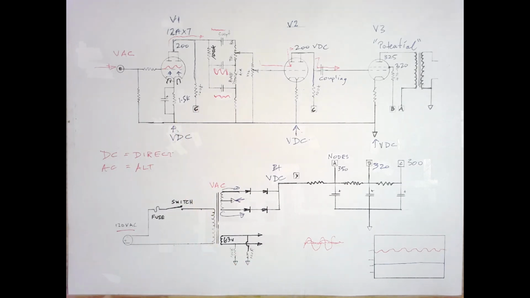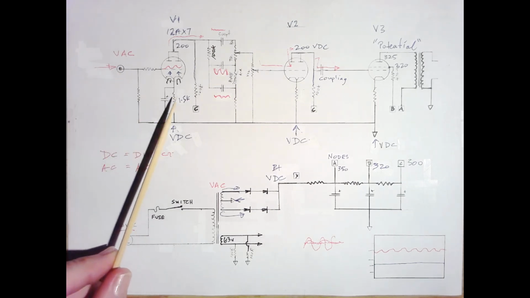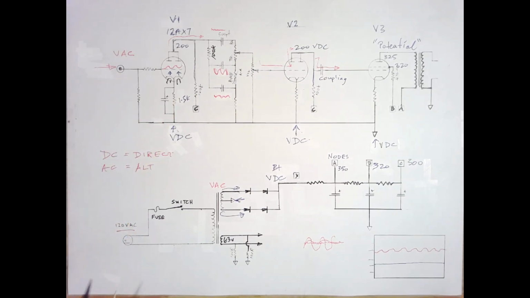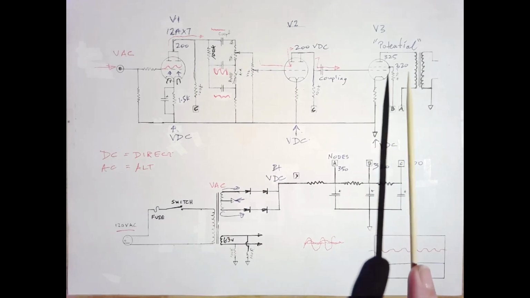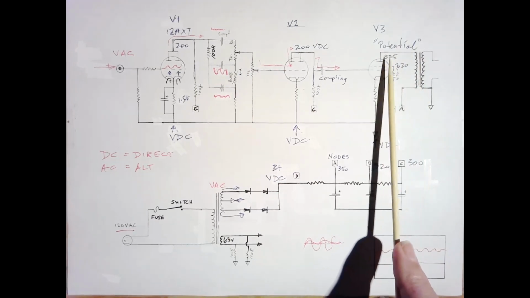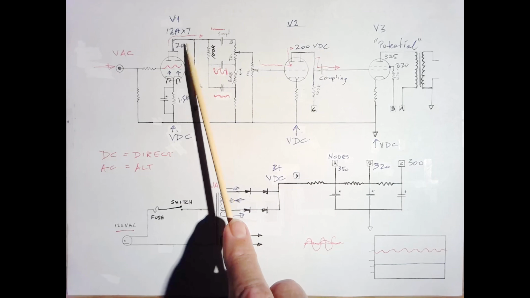So typically we would see a 1.5 on many typical tubes, like a 12AX7 or 12AT7. It's very, very common to see a 1.5 resistor. So let's go back to potential for a minute. We have 325 here, 200 here, 200 here.